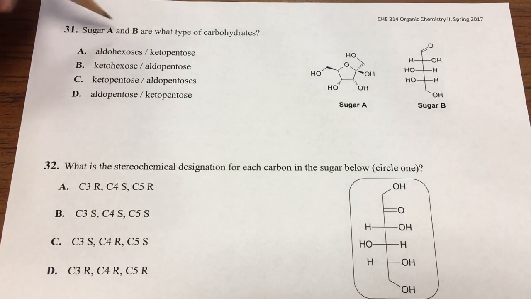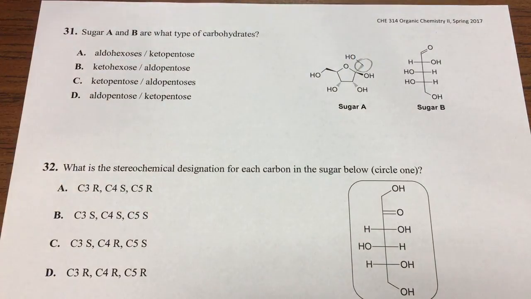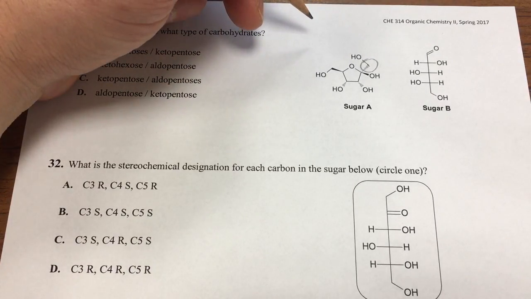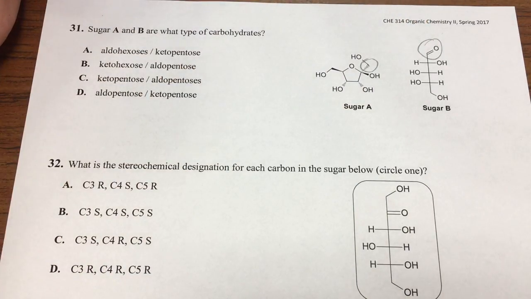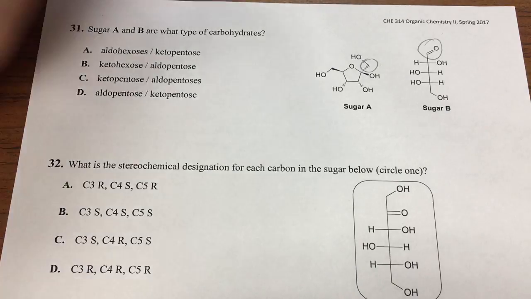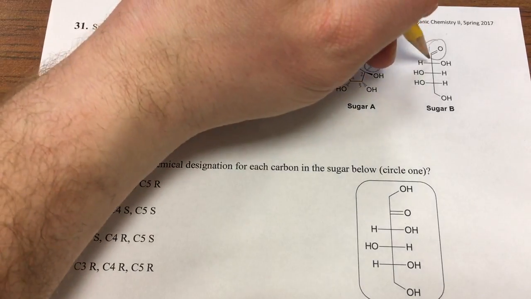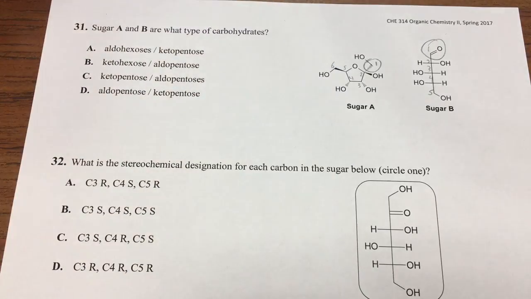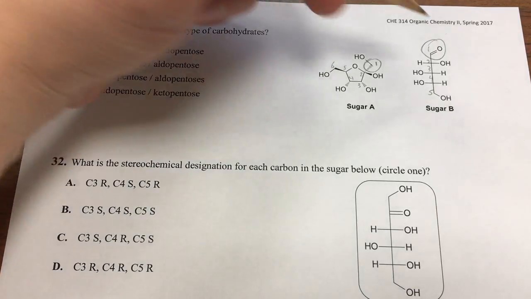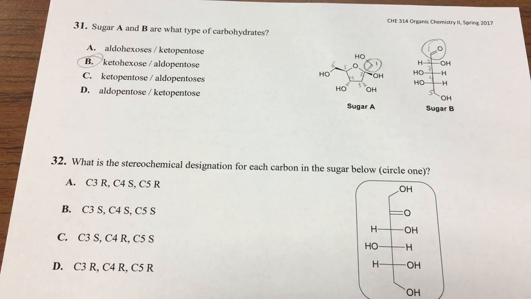Let's look at 31 here. 31 is asking, what are the carbohydrates here for sugar A and B? This little CH2 right here is telling us that we have a ketose. Of course, this is an aldose right here. And then we have to, it looks like on this problem, count: 1, 2, 3, 4, 5, and 6. 1, 2, 3, 4, and 5 on that one. This then is a ketohexose, and this one is an aldopentose right here. So ketohexose, aldopentose is B on that one.